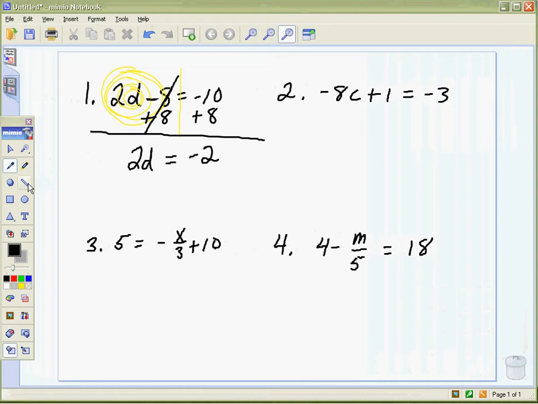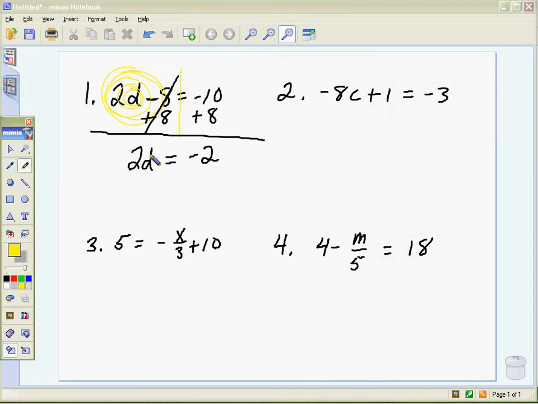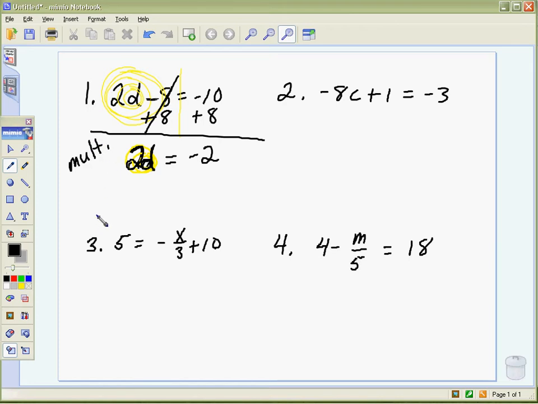Now I still have this over here. My variable is still here. And I have 2 and d right next to each other. So d is still the center of my onion. So I want to get the 2 to go away. Whenever you have a number like this, 2 right next to d or x or whatever it may be, this always indicates multiplication.